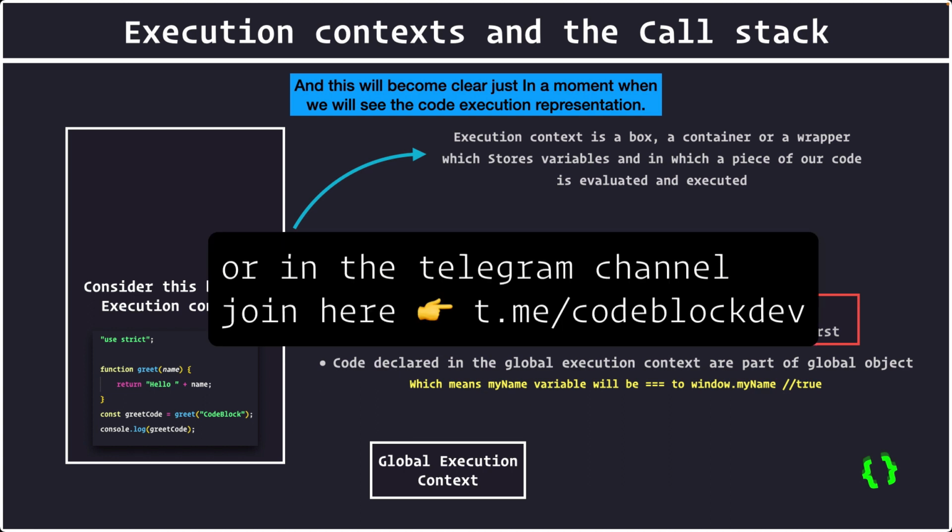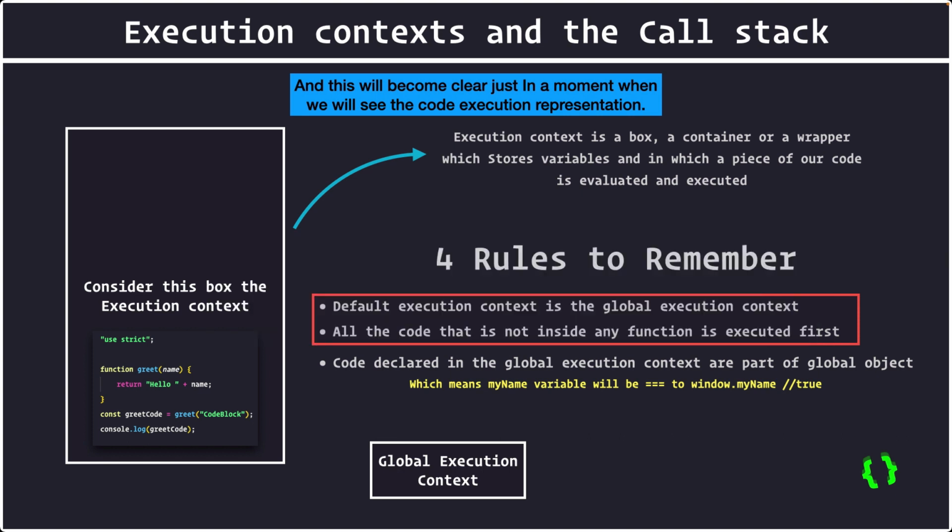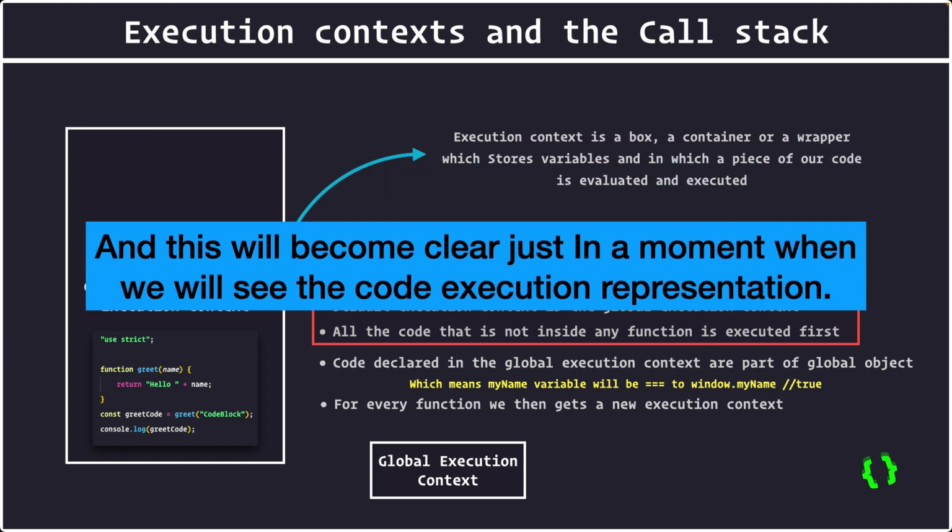Again, remember the global execution context is for code that is not inside of any function. But what about code that is in functions? It's actually very simple. Each time that we call a function, it gets its own brand new execution context. Okay, now let's see an example and then it will all make sense how the code execution works.